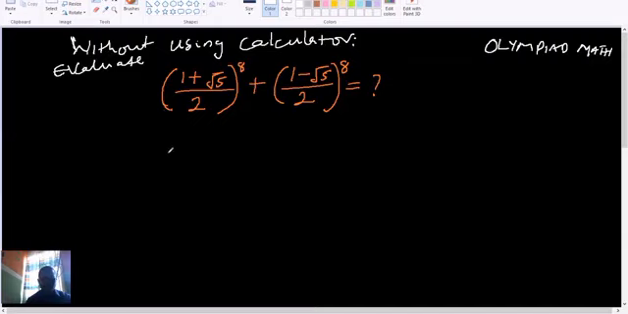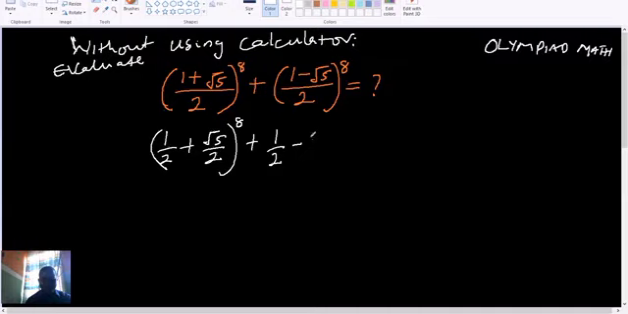Now, what you have is, let's have this one written as 1 divided by 2 plus root 5 over 2. So you have this one like this, raised to power 8, plus 1 over 2 minus root 5 over 2, raised to power 8. So let's have this one like that.